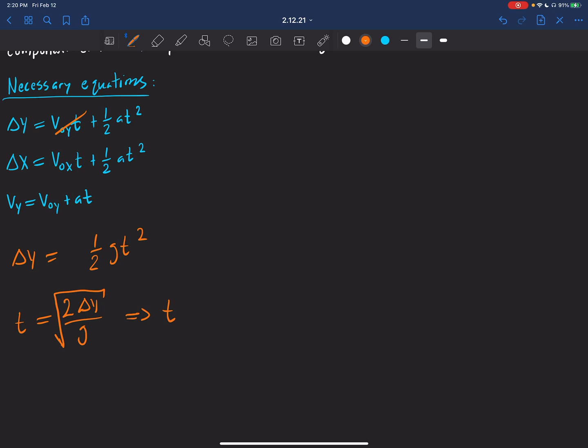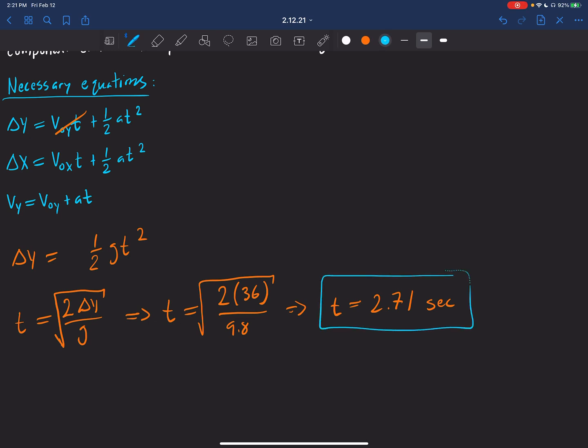So the time is going to be equal to the square root of twice the height, which in this scenario was 36 meters, over 9.8 meters per second squared. And so the time that it takes this thing to fall in this scenario is 2.71 seconds. Okay, so there's the first part.